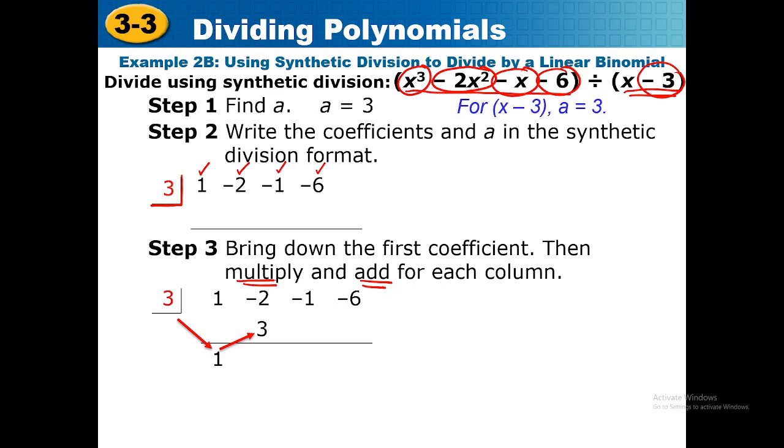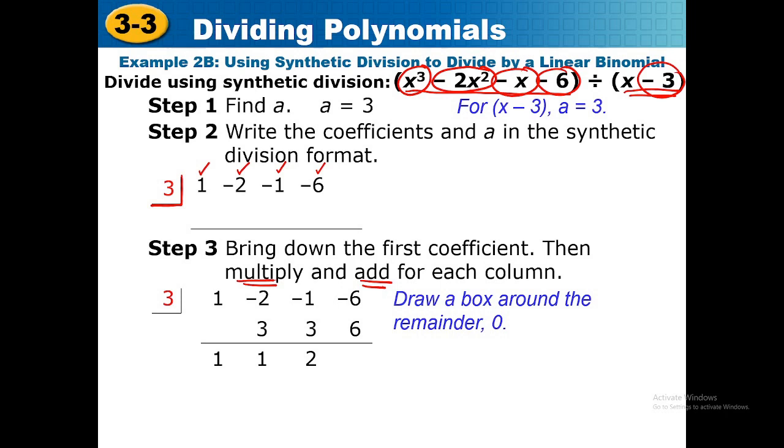Next is add. Add the column. What is negative 2 plus 3? 1. Write 1 below. Next, multiply again. 3 times 1, and you will get 3. Write it in the next space. Next, you add again the column. Negative 1 plus 3, you will get 2. Then, multiply again. 3 times 2 gives us 6. Then, you add again, and you get 0.